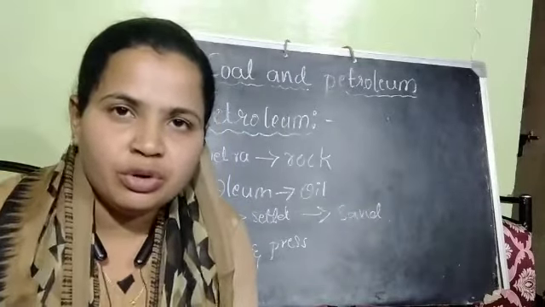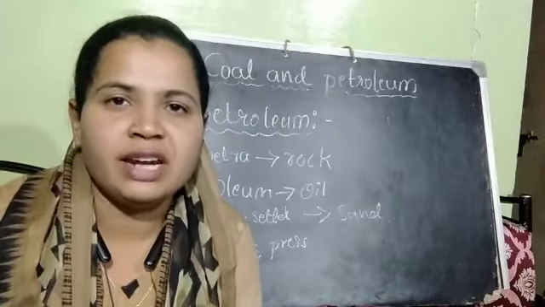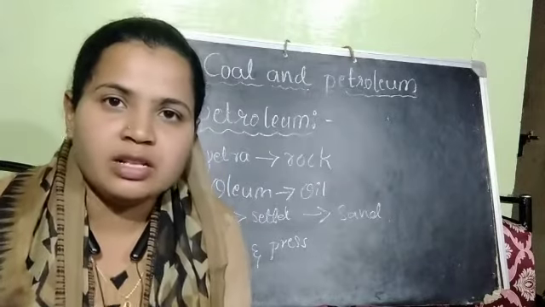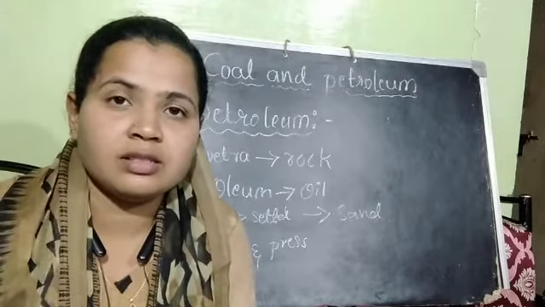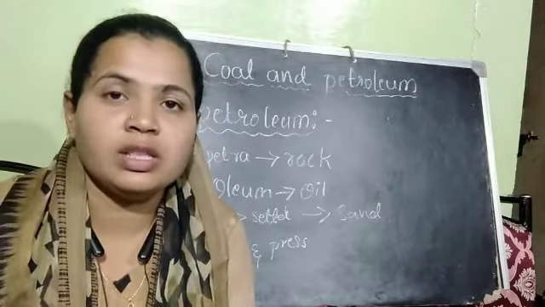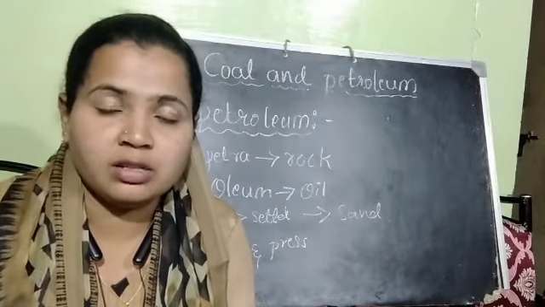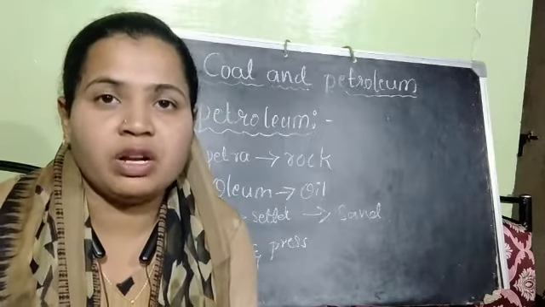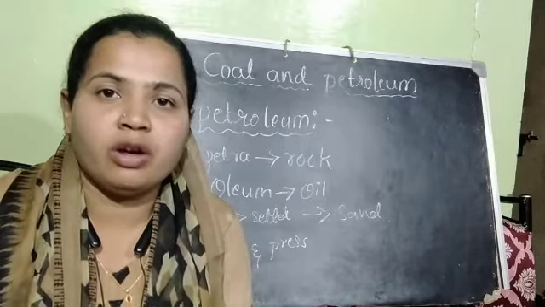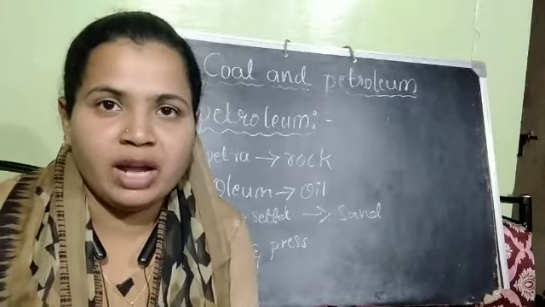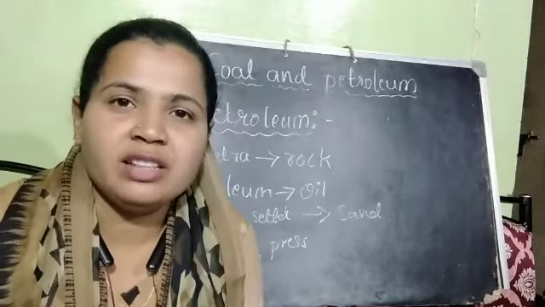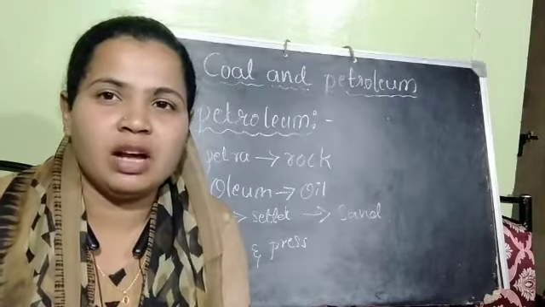Dear students, you know that petrol and diesel are used in vehicles to run them: cars, tractors, JCBs, whatever vehicles we see. For running them we need petrol and diesel. From where do these petrol and diesel come?